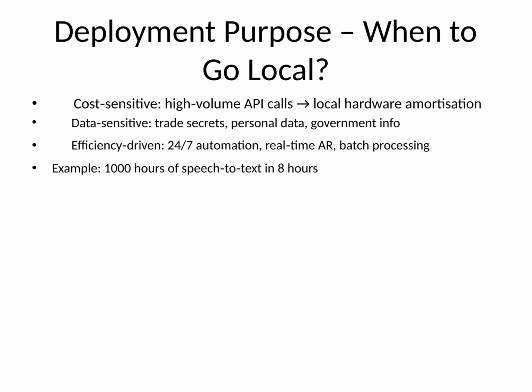If your organization makes a very high volume of API calls, the cumulative token fees may exceed the amortized cost of hardware over time. Another reason is data sensitivity. Industries handling trade secrets, personal records, or government information may be restricted from sending data to external services.